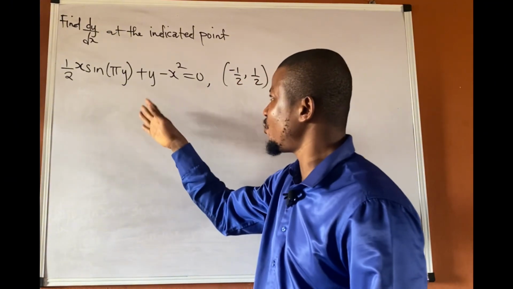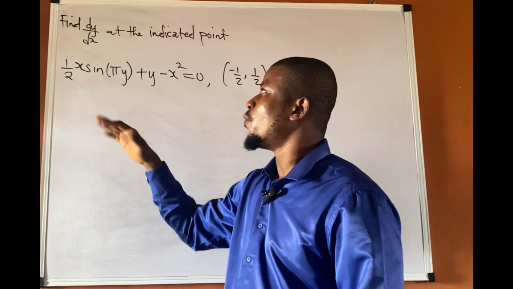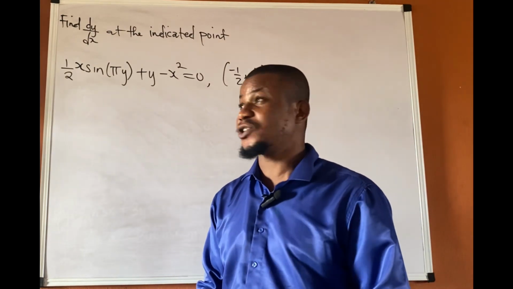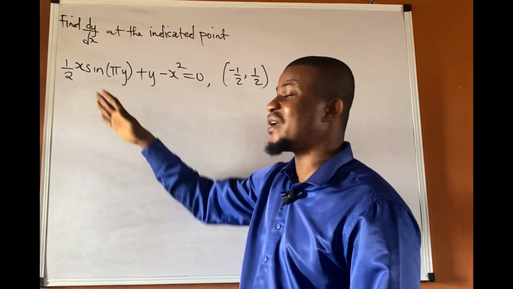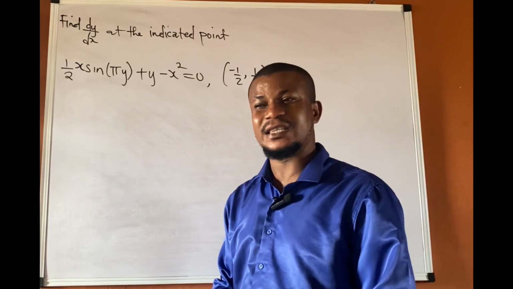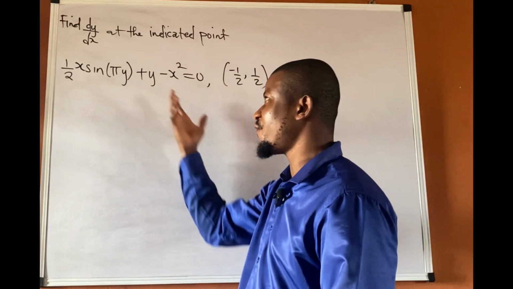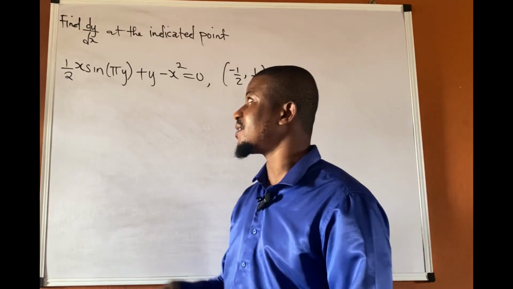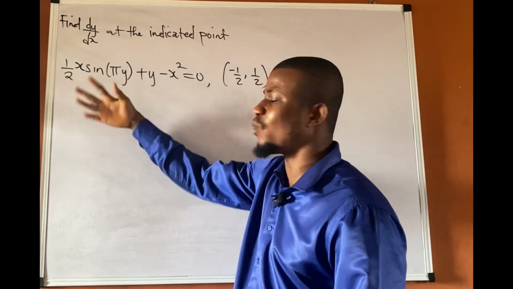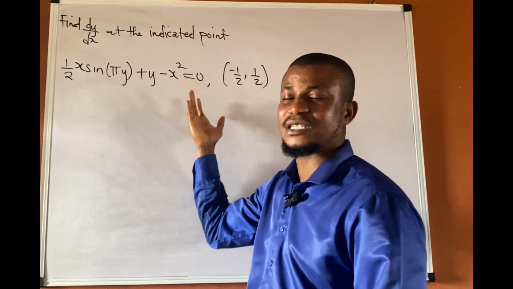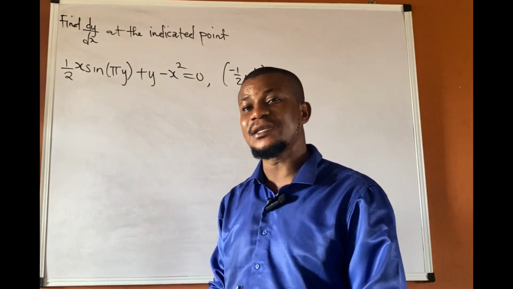Now, how do we solve this problem? We know that this is definitely an implicit function because on the left hand side we have a mix of x and y. It is not explicitly giving us y equal to some function of x on the right hand side. Instead, we have a function of x and y on the left hand side equal to some constant on the right hand side, and that is an implicit function.